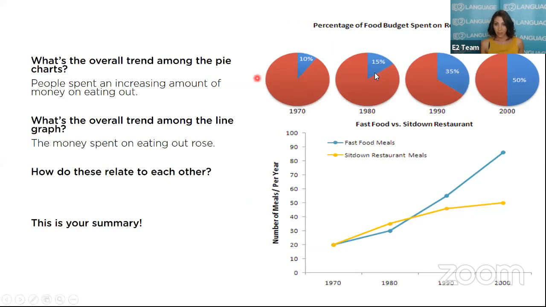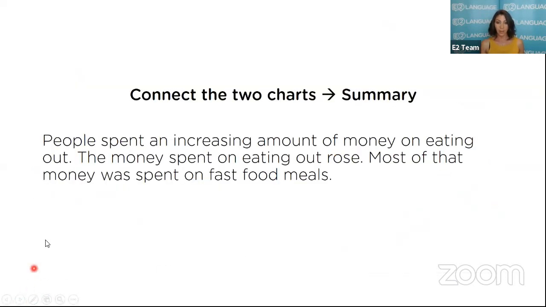And then how did the pie charts and the line graph relate to each other? Most of that money was spent on fast food meals. So here I have more people started eating out. And out of the eating out, between fast food and restaurant, fast food was the most popular. So this is our summary. Putting these sentences together, I end up with this.